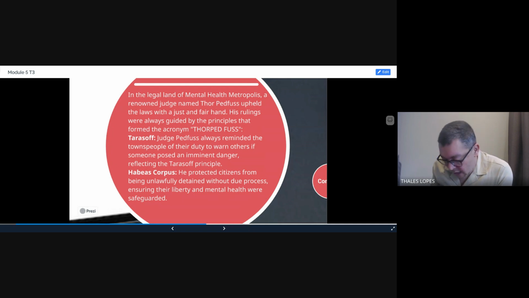We know now when to call the State Board of Nursing. We know when to call the police. We know that the questions are specific. If it says you read the regulations and anything like that, it's more likely that the Tarasoff principle is applicable. In that case, you do duty to warn. Habeas corpus means to protect citizens from being unlawfully detained without due process.